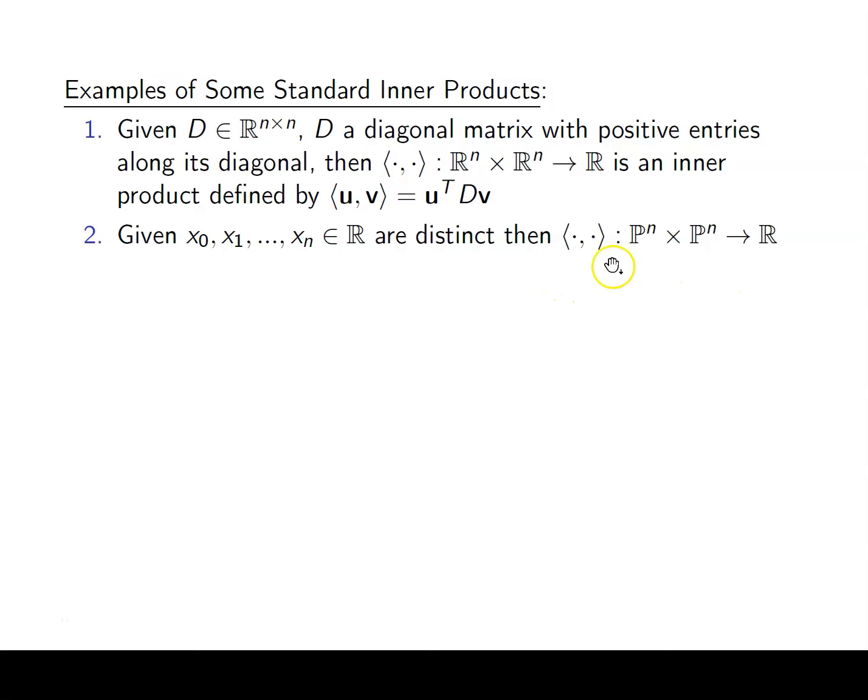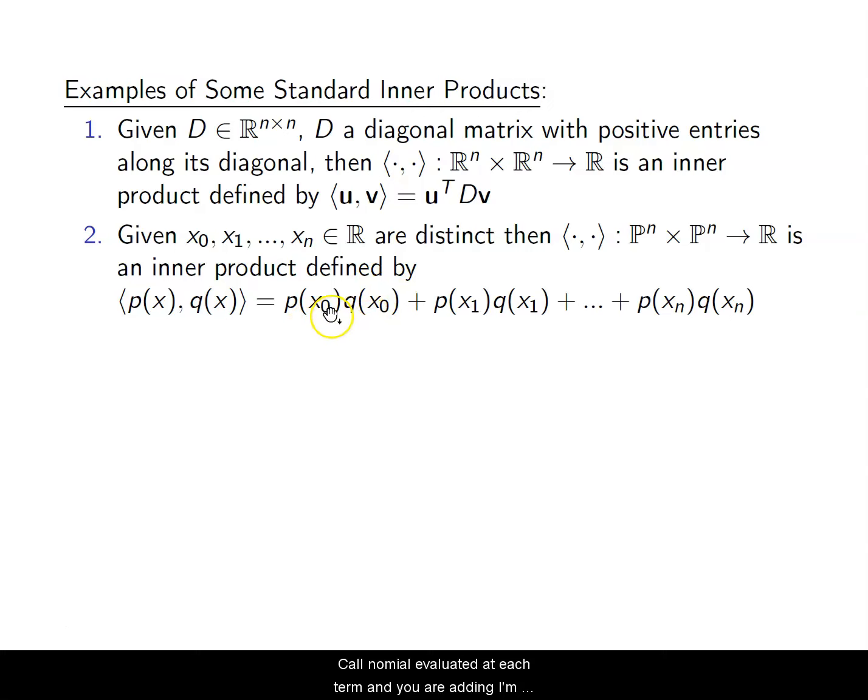There's no repeats. Then the dot product from the polynomial space of nth degree to the polynomial space of nth degree will give you a real value, and is an inner product if you are taking a polynomial of at most degree n, inner product with another polynomial of degree at most n, and then you multiply them together in this way. Very similar to the standard dot product, right? Where you're taking the polynomial evaluated at each term and multiplying those respective terms together and then adding them across to get a single value, right?